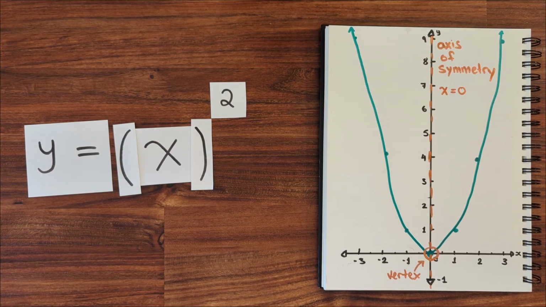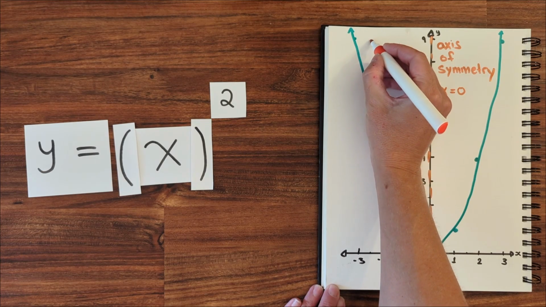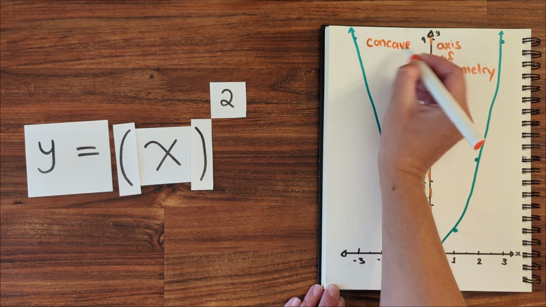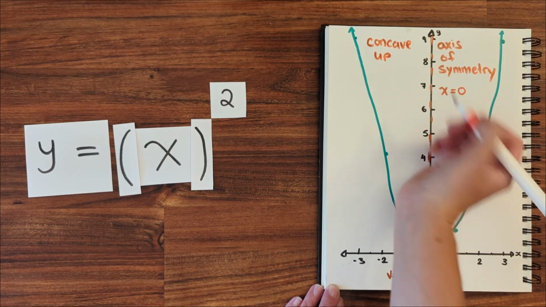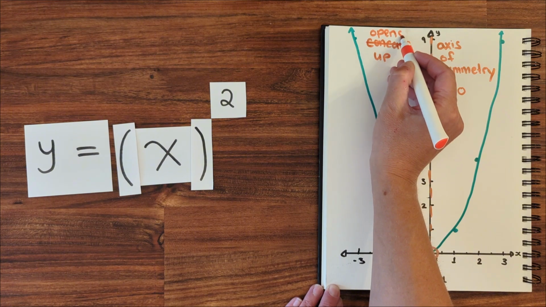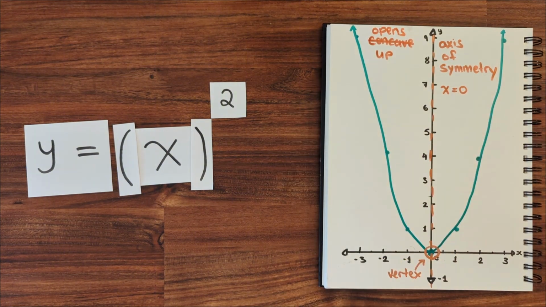The final feature is related to the direction of opening. Right now, we would say that the parabola is concave up, or you can just say simply opens up, meaning the arrows on the ends of the parabola point up.